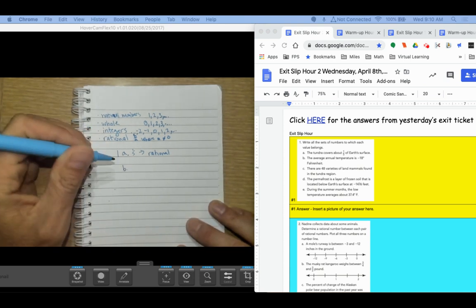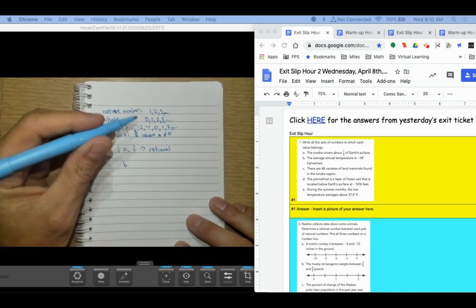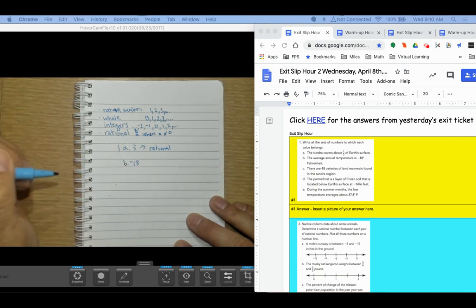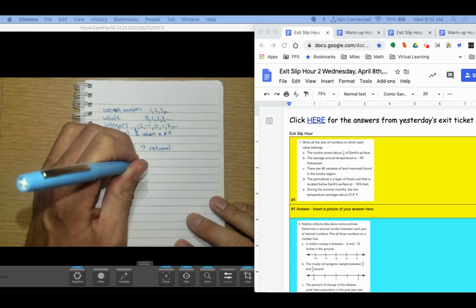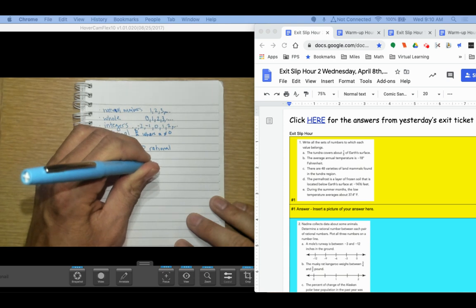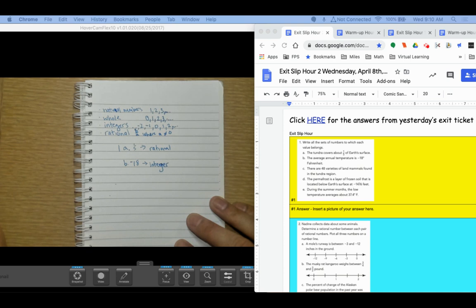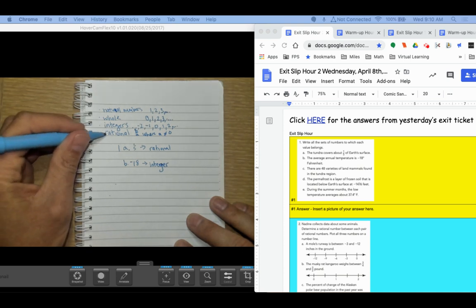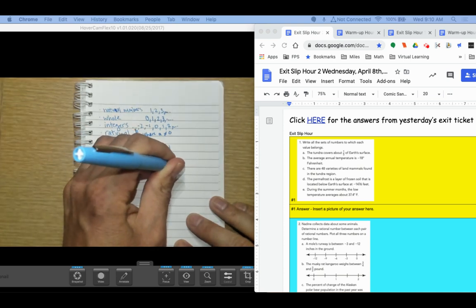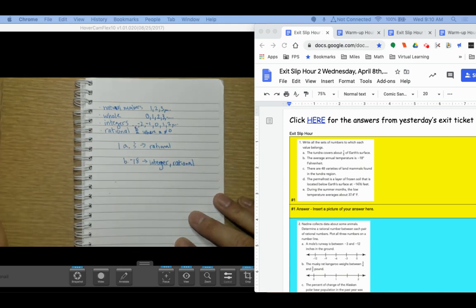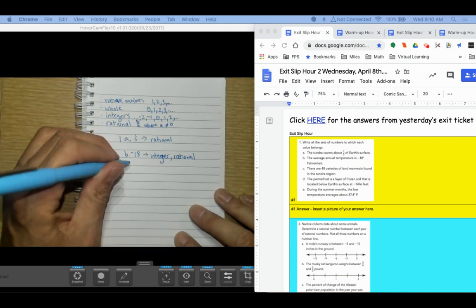Then B, it says the average annual temperature is -18 degrees. So -18, if I look on there, is an integer. And if I think about this, all integers are rational numbers. So I also should have a rational number. Should also be rational for this one as well. So those are the two sets that it fits into.